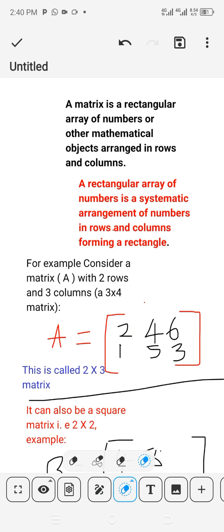So a matrix that has 2 rows and 3 columns can be called a 2 by 3 matrix. And why is it called a 2 by 3 matrix? Because it has 2 numbers as the rows and 3 numbers that represent its columns. That is why it is called a 2 by 3 matrix.